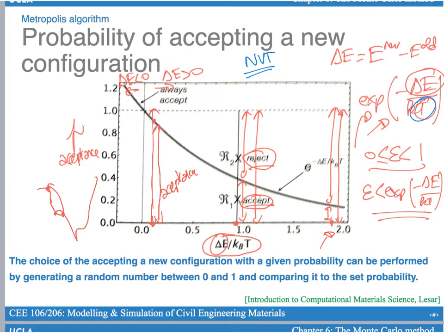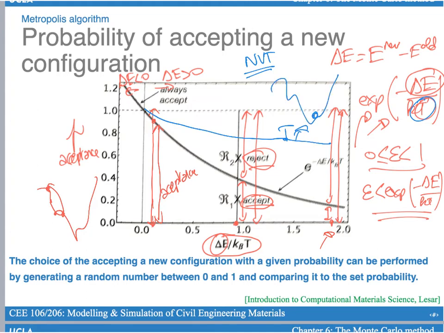If you increase the temperature, then the probability of acceptance will always increase. So the probability of acceptance, if you increase the temperature, is going to increase like this. This is if the temperature is increasing. If the temperature is increasing, you will have more chance to accept moves even though they are increasing the energy.